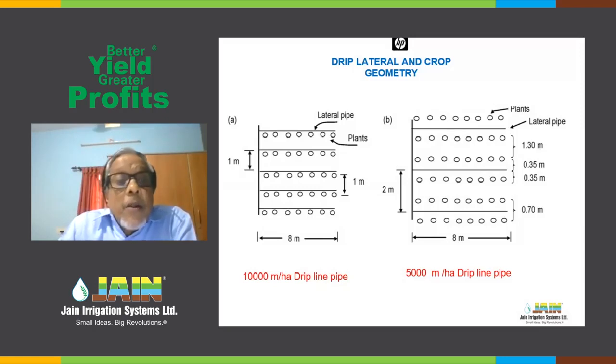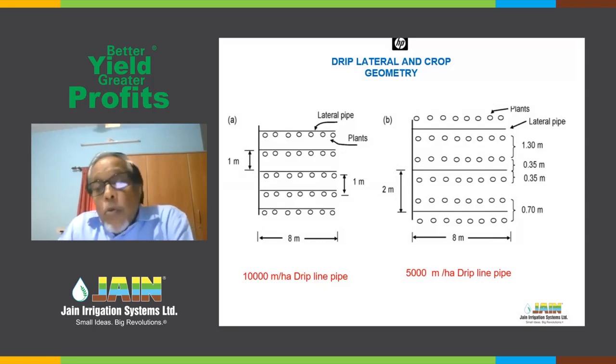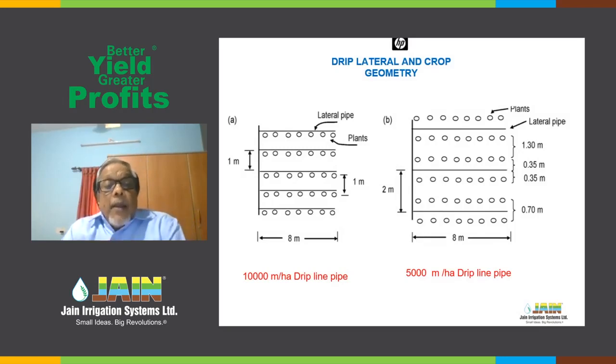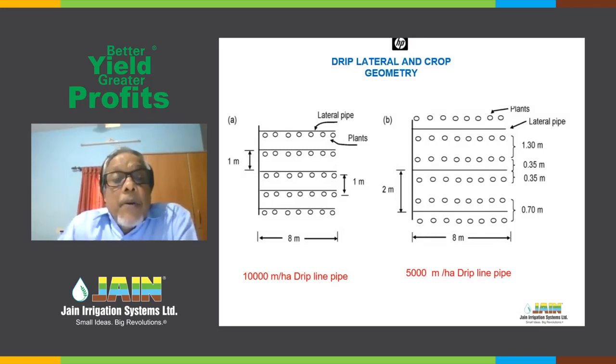The row to row distance of the plants is 1 meter in both diagrams, left and right. What is different is the drip line spacing, the lateral, what we call the lateral pipe. In picture A, there is a lateral pipe for every row of plants. Which means if you do that, you would end up having 10,000 meter of lateral per hectare.